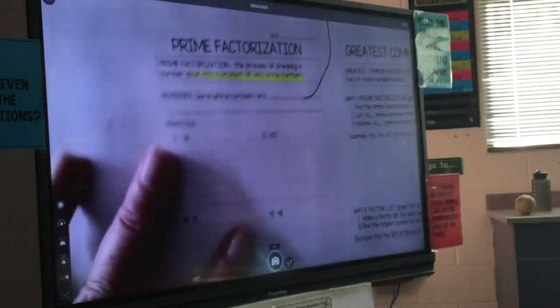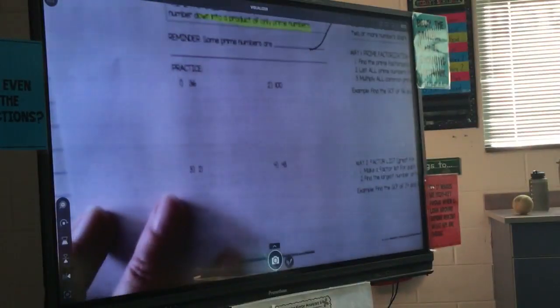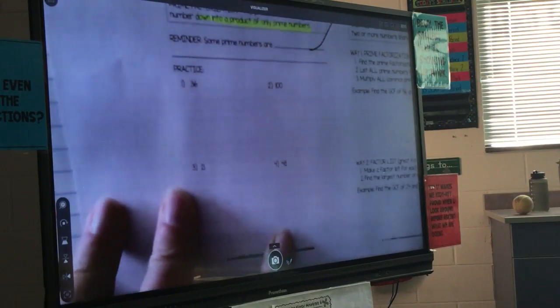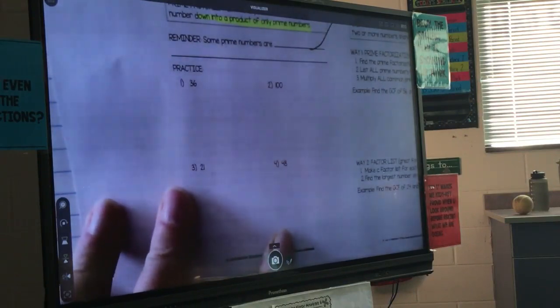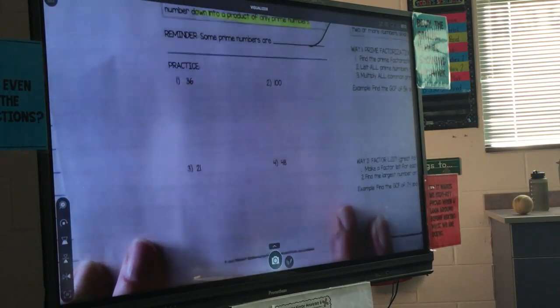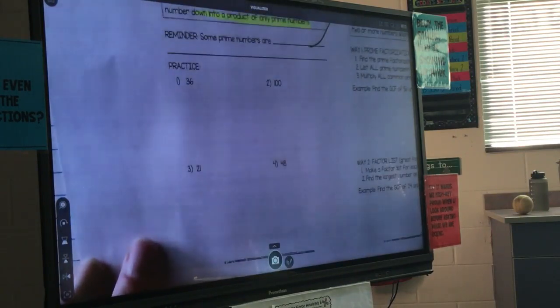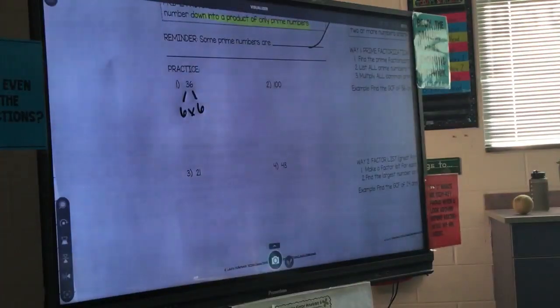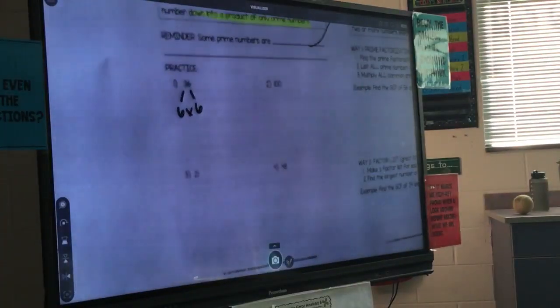All right, so looking at 36, give me two numbers that we can multiply together to get 36. Angel? No. Something other than 1. Angel? 6 times 6. Okay. So you have 6 times 6. Are either one of those a prime number? No. So we can keep breaking them down.